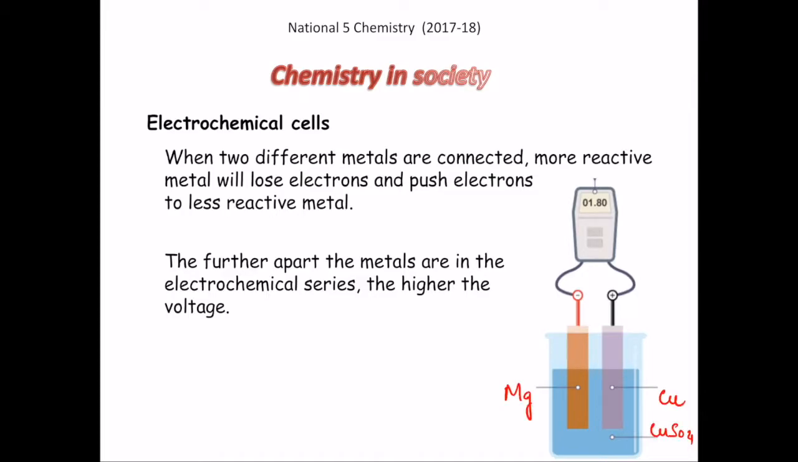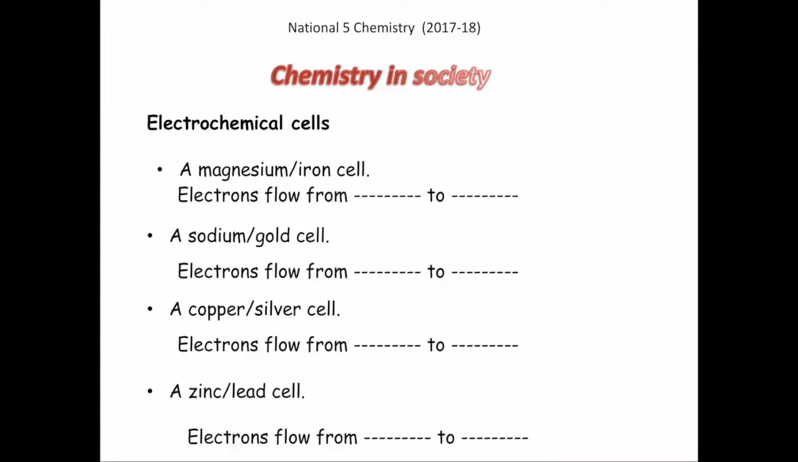So in this cell, if we replace zinc with magnesium and let the other rod remain as copper and the solution is copper sulfate, the voltage that we can see here would not be the same as the previous value, but it will be something greater than 1.80, which has been shown here.